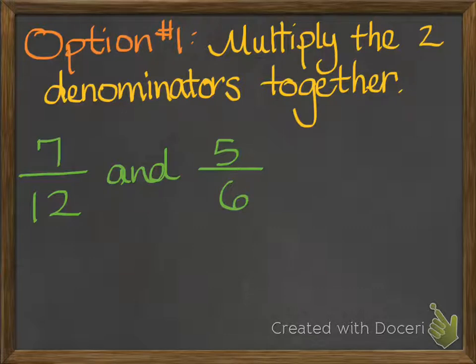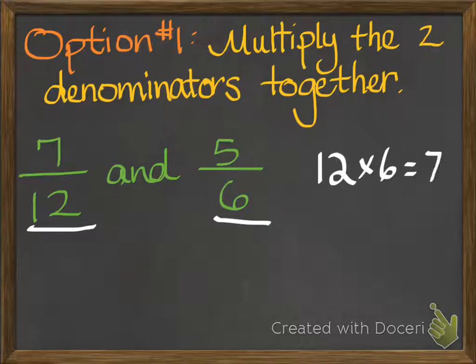Option number 1, you can multiply the two denominators together. So if I have 7/12 and I have 5/6, I know that I have 12 and 6, and I know that if I multiply them together, 12 times 6, I'm going to get 72. I know that 72 is a multiple of 12. I know 72 is a multiple of 6. So you could just multiply those two denominators together, and that's fine.